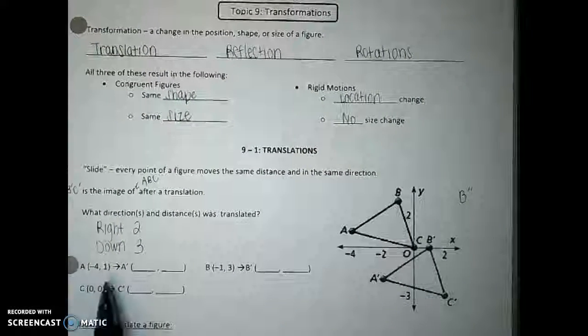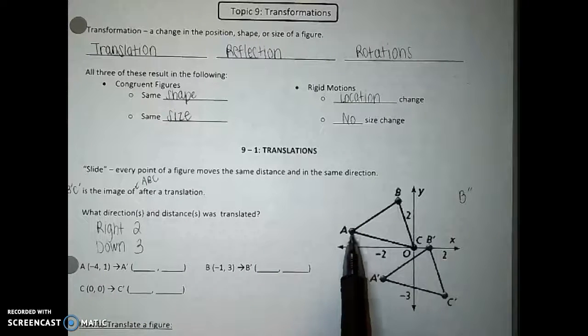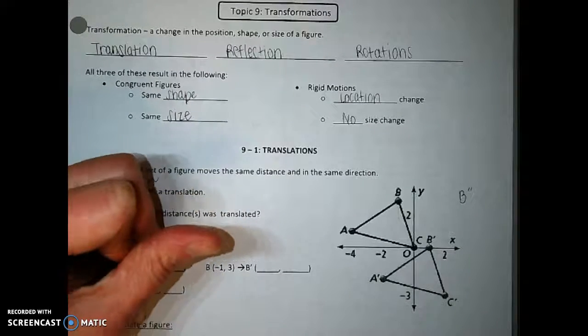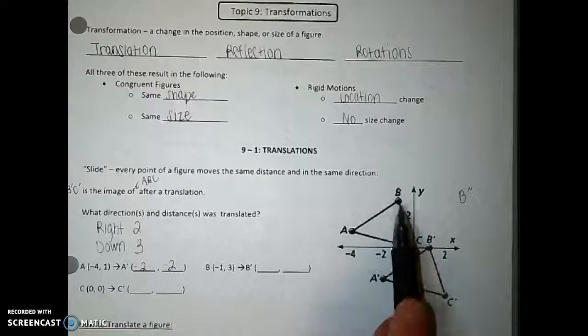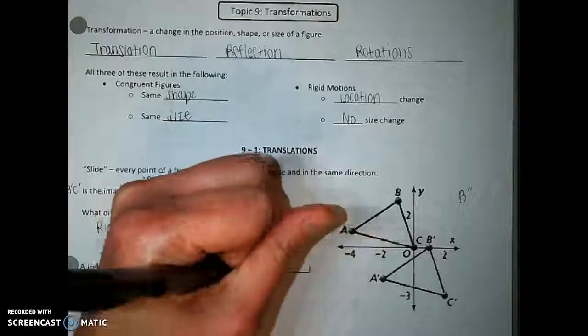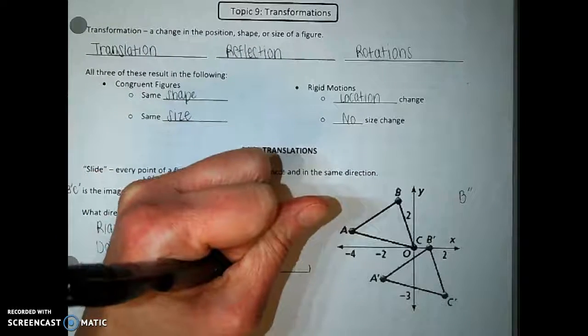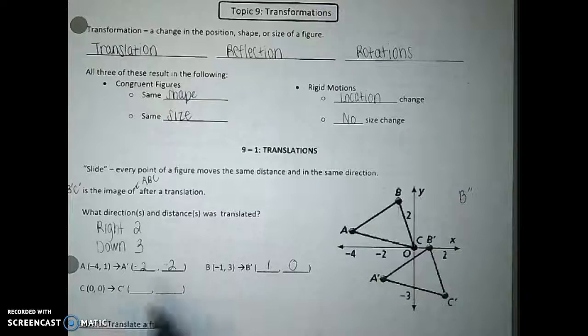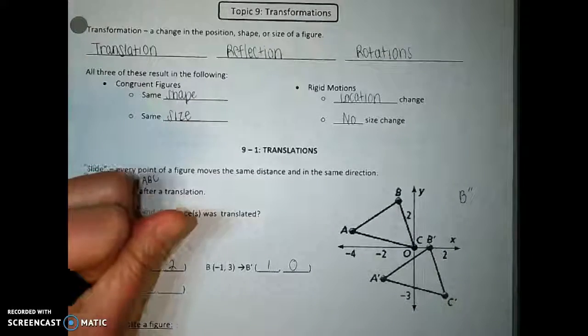Now let's look at what happens to our points when we moved it. A started out at (-4, 1), and now A prime is at (-2, -2). B was at (-1, 3), and now B prime is at (1, 0). And then C was at (0, 0), and now C prime is down at (2, -3).